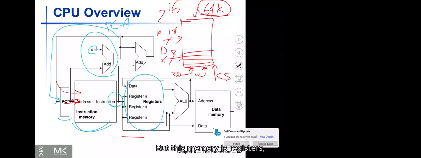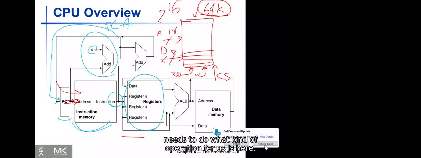But this memory is registers, flip-flops, very fast, and it has a limited number of locations, 32 only, and each location has 32 bits. So if this is the case, then we need address, read control, write control, and data. Okay. But what kind of operation does this register file need to do for us? Let's look at this here.